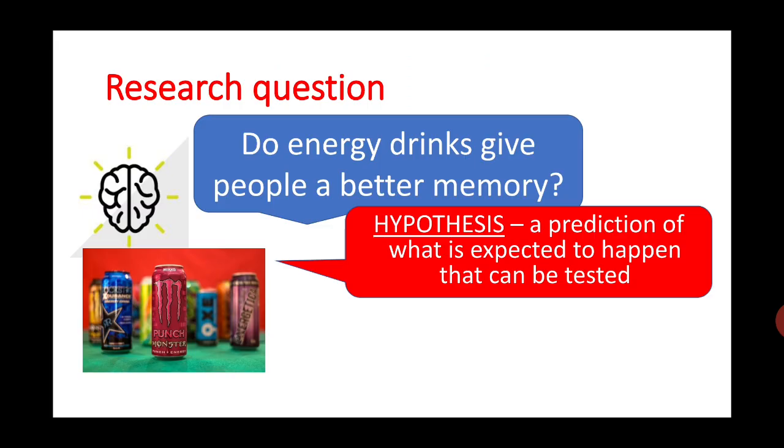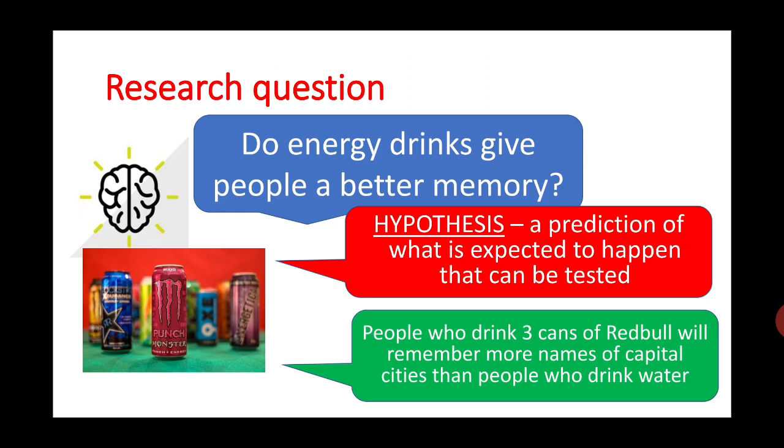So in this example, my hypothesis might be that people who drink 3 cans of Red Bull will remember more names of capital cities than people who drink water. So I'm making a very precise prediction, what I expect to happen when I carry out my experiment. And that prediction is going to be tested now by doing the experiment. So what's that experiment going to involve?